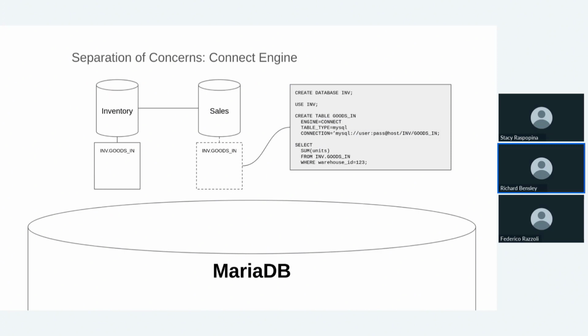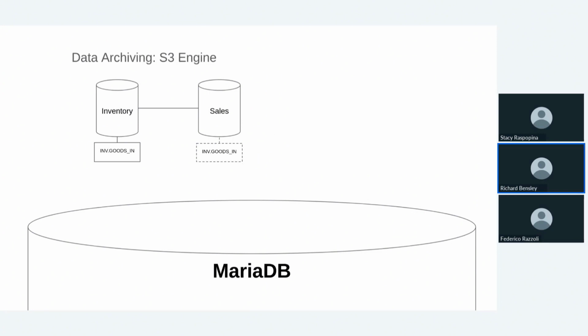Sales is going to have its backup, inventory is going to have its backups and restore routines, and neither shall the twain meet, other than the occasional select query. The S3 engine has been an absolute savior for a lot of people. Again, this is separate to Columnstore. The Columnstore has an S3 compatibility layer to it for just storing data. The S3 engine is superb for handling things like archiving data.